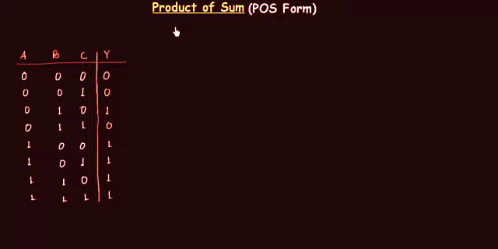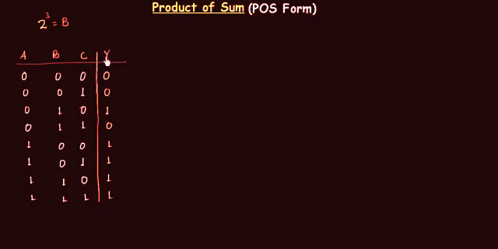In this presentation, I will teach you product of sum form, which is an abbreviation for POS form. You have already studied the SOP form, so it will be easy for you to understand. I have taken the same truth table in which we have three variables A, B, C. So the total number of combinations will be 2 to the power 3, which gives us 8. I have already written all the 8 combinations and the output corresponding to them.